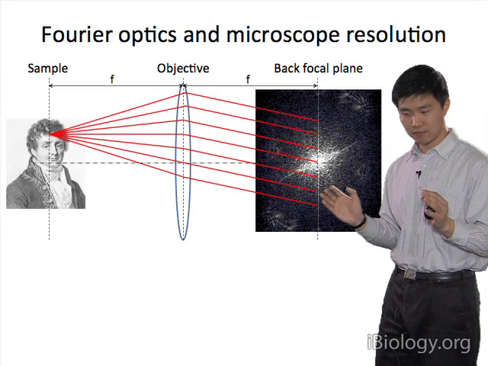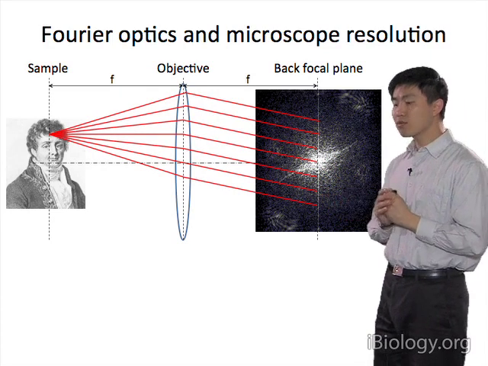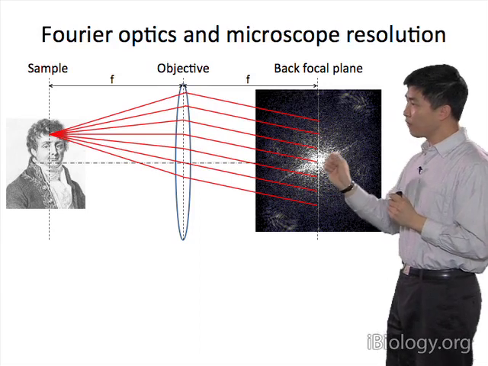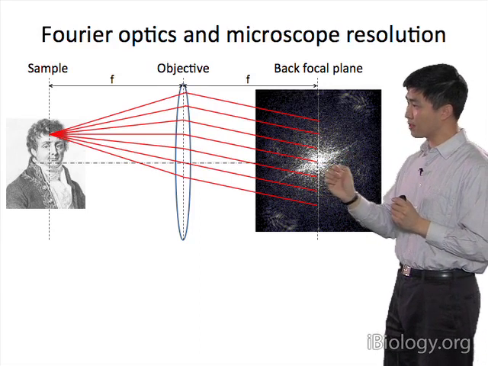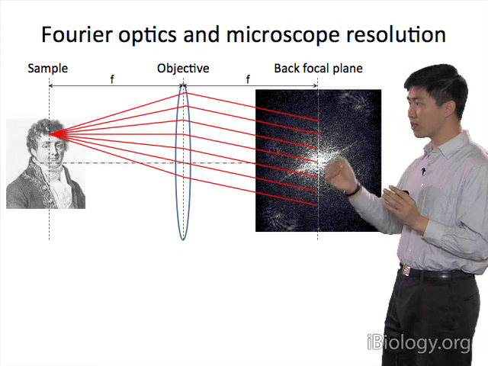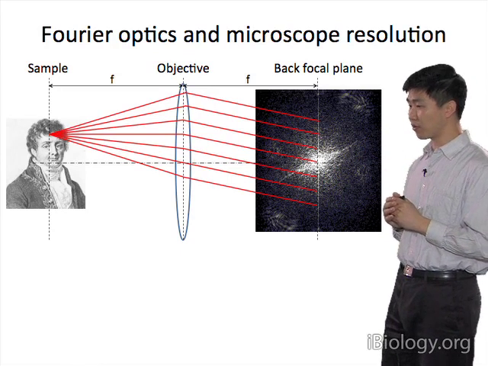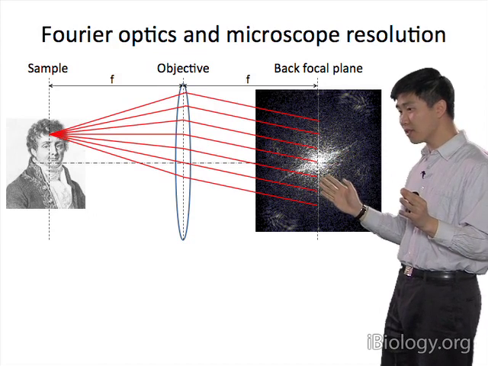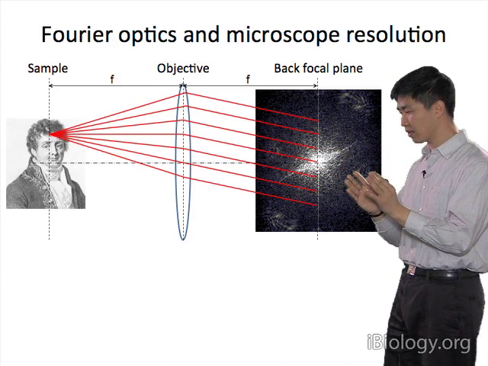And this means a lot to microscope image formation. For example, as we have discussed, in the Fourier space towards the center, that's where the low spatial frequency information is. Towards the edge, that's the high spatial frequency. And high spatial frequency means very fine features.